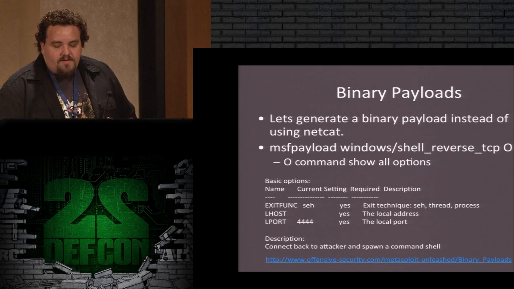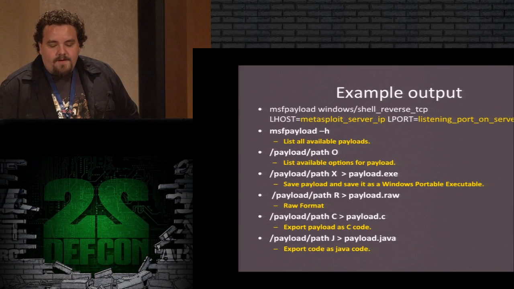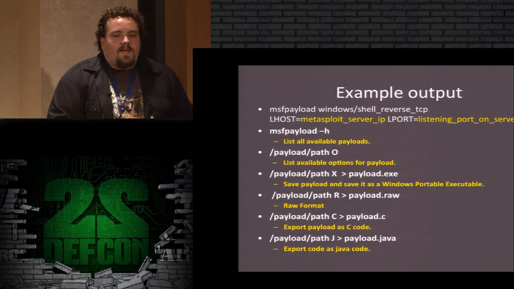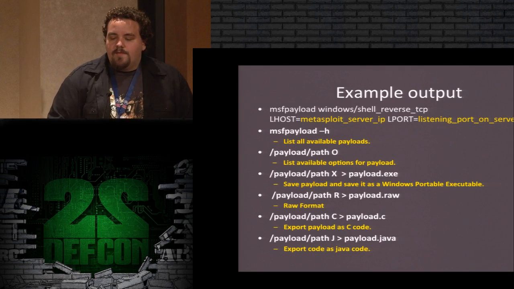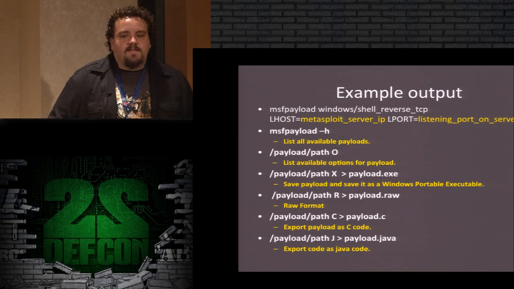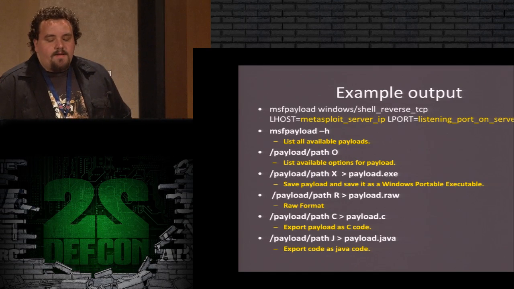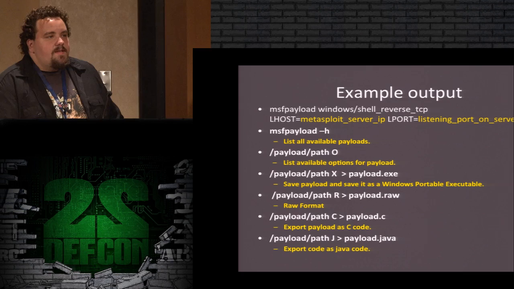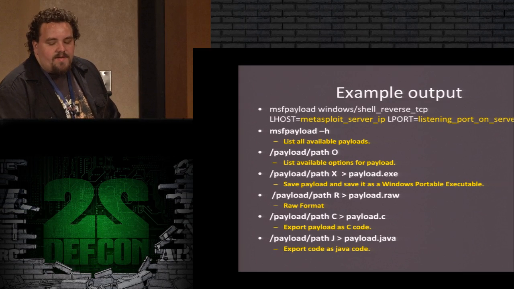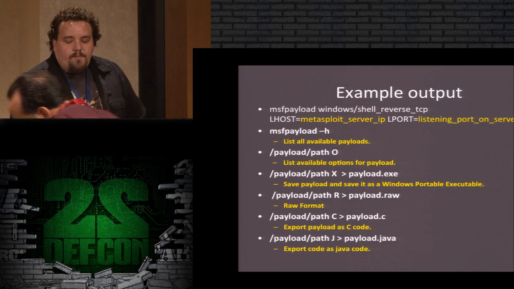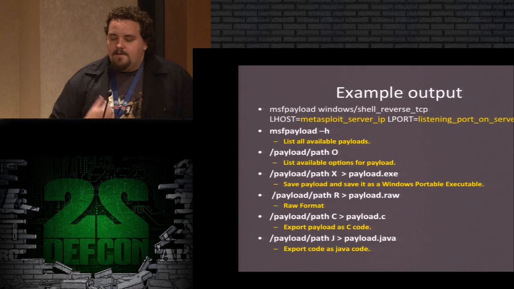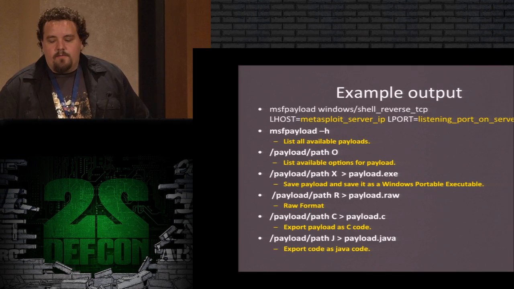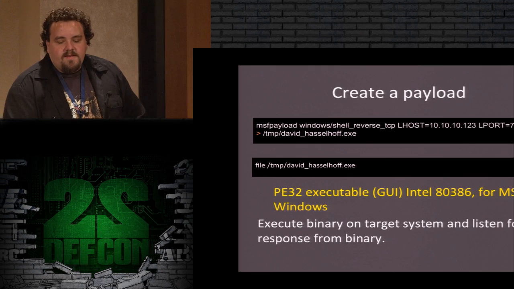The L command just shows all the options that you have available here. So in this case, I need to set up a listening host and a listening port: the IP address it's going to connect to, and the port that I want to connect to. And here too, you can use msfpayload. Pretty cool because you can use it to create raw payloads, or payloads in C, so you can see how it works.